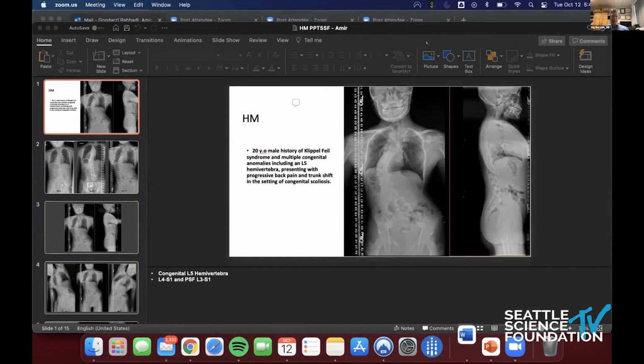So our next speaker is going to be Amir Gadazi, and Amir joined us after doing his residency in UC Davis. And Amir, go ahead and take over and show us this congenital case.